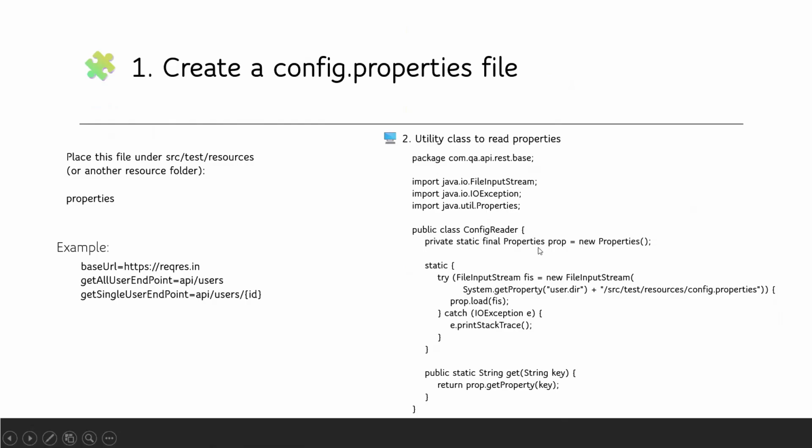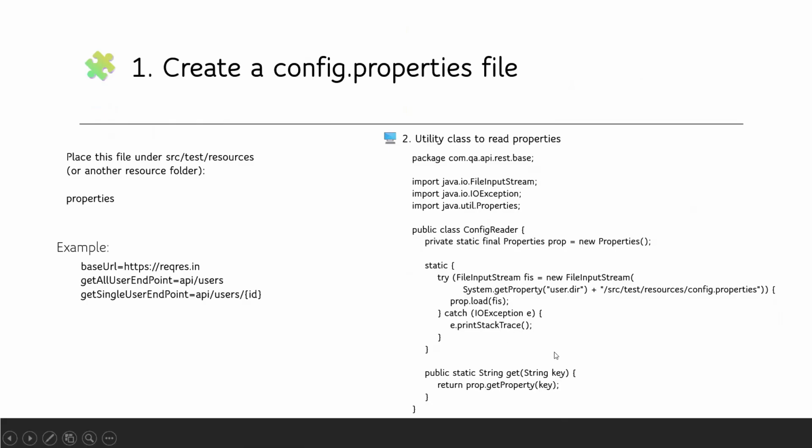So private static final Properties props is equal to new Properties, and then we are using the static block. This static block will run before running any test in the framework, any test in the project. Static blocks usually run before the start of any of your tests. So it will be invoked and it will return the data from the config properties. So try, FileInputStream fis is equal to new FileInputStream. This is how you can read the property files. Then properties.load and the fis object here.